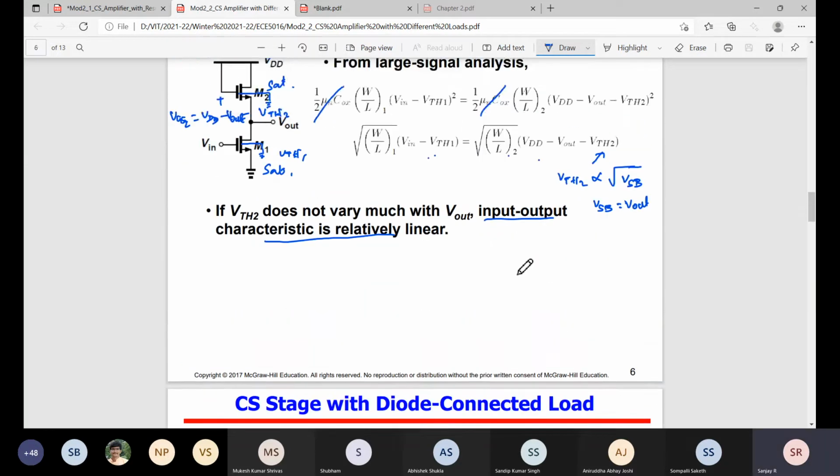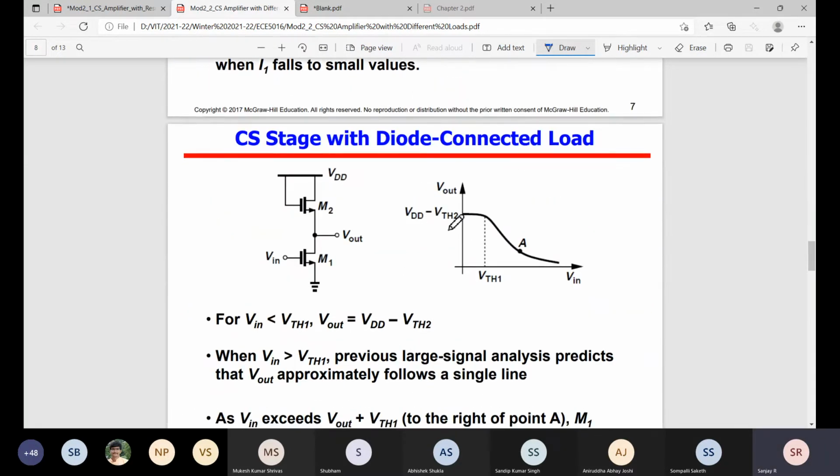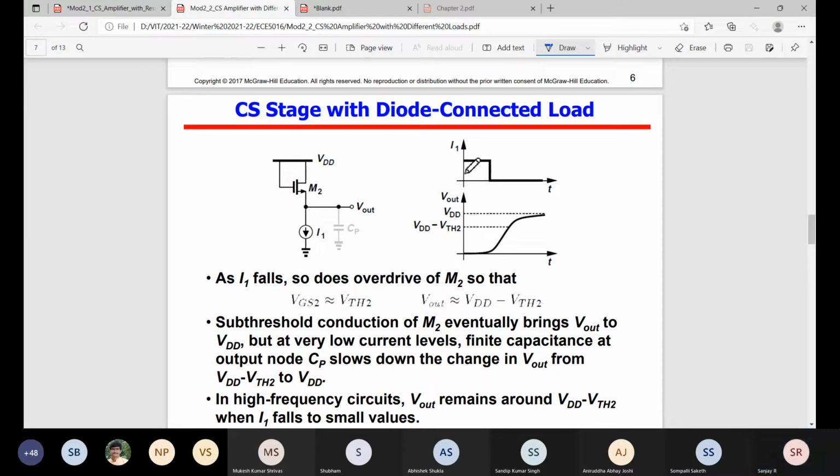Okay, so with this understanding, now we will try to learn the large signal plot of the diode connected load. Before going into it, let's assume the current. This is the NMOS transistor input. Initially some current is there. Now the current is switched off, that means it will become off condition. When it becomes off condition, ideally we expect the output should be VDD.